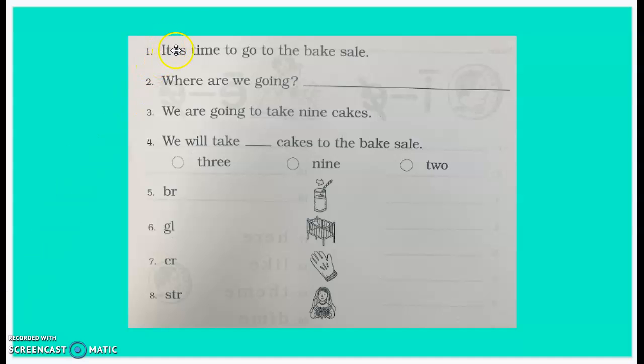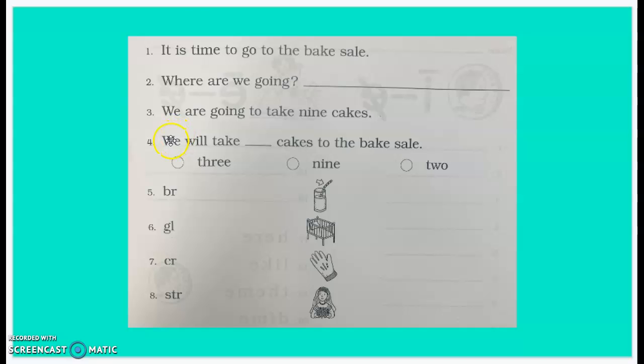Number 1. It is time to go to the bake sale. Read this with me. It is time to go to the bake sale. Where are we going? If you need help answering this question, reread this sentence. Number 3. We are going to take 9 cakes. Read it with me. We are going to take 9 cakes.